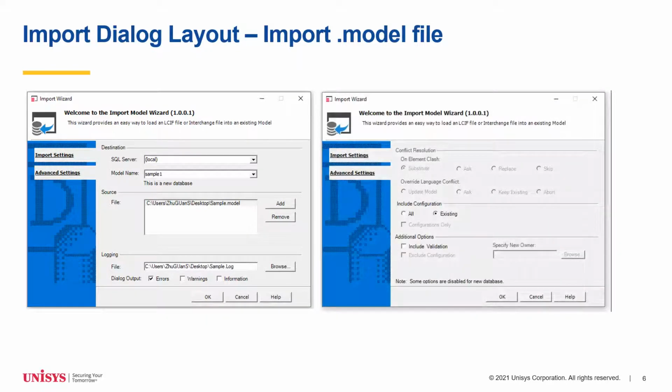What shows on the Advanced Settings page depends on the type of importing files. For importing a model file, the settings are all related to the model file. In conflict resolution, choose the option for element and language conflict. Choose the configuration setting in the include configuration part. And in additional options, it contains validation and exclude configuration checkboxes. Some options are disabled in this scenario because the database is newly created.